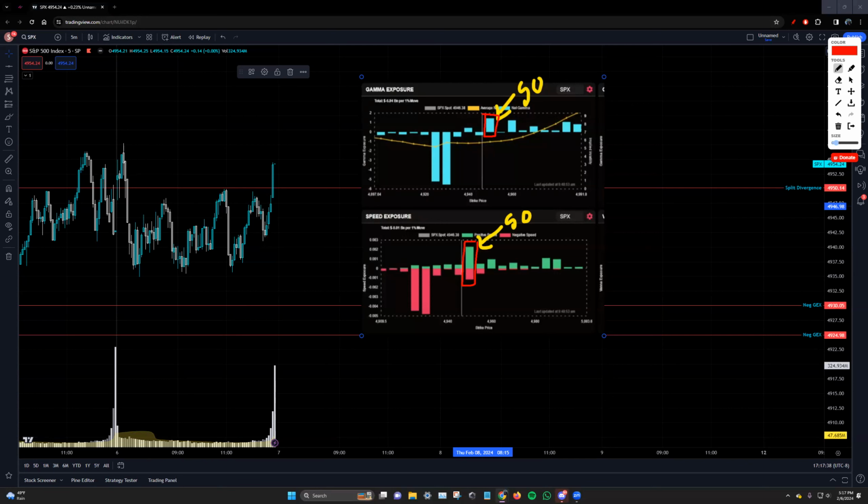So that's why I have split or two charts up. It's literally just so I don't have to flip back and forth and I won't miss anything. I can just leave it there.